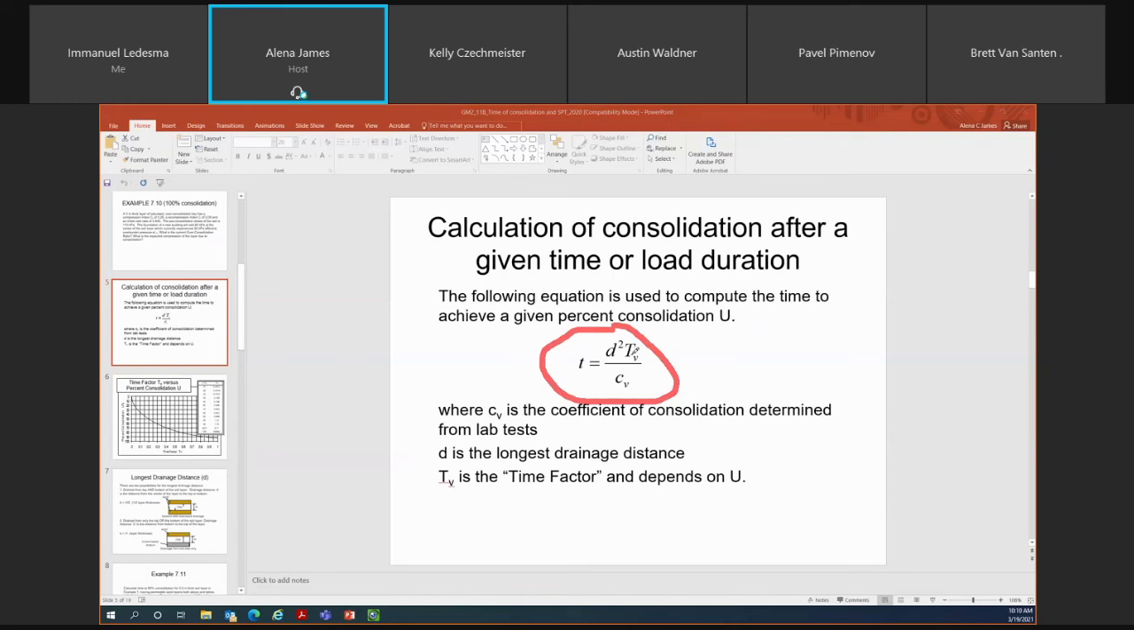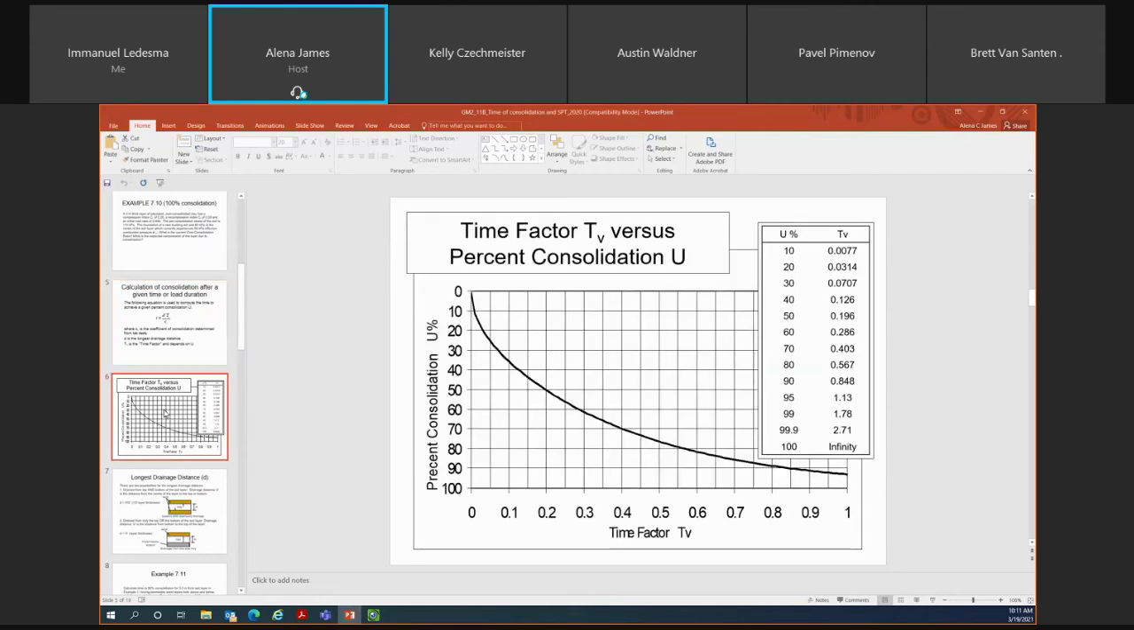In this equation here, T is represented by time. Because our CV value is measured in millimeters squared per minute, the time is generally represented by minutes. D represents your longest drainage distance, and the longest drainage distance depends on your soil stratigraphy. I'll have a discussion in a few slides on how you calculate what your longest drainage distance is. And TV is a time factor, and this time factor depends on your U value or your percent consolidation. So you can use a graph or a chart to determine what your TV value is.